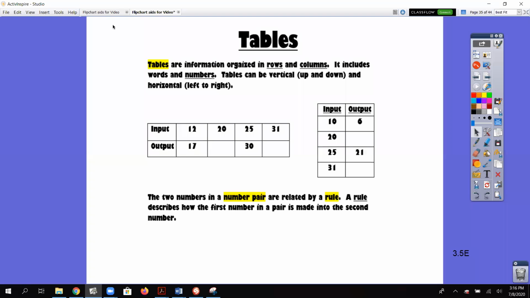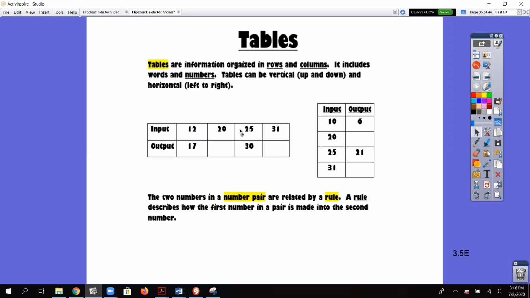Hello all, this is an introduction to tables with multiplication and division, 3.5e. Tables are information organized in rows and columns. It includes words and numbers, and they can be vertical or horizontal.